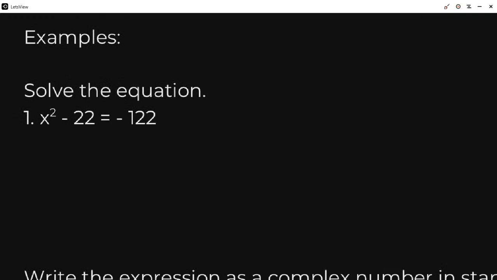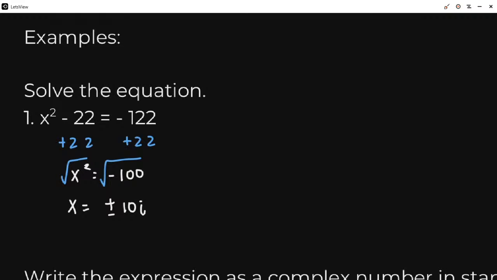Okay, so here are some examples. This one is similar to solving by using square roots. So we want to isolate the x squared, and we get x squared equals -100. So then we're going to square root both sides. So x will equal plus minus, and since the square root of 100 is 10, and the square root of -1 is i, this would be plus minus 10i. So what you can do is actually split this up into two radicals. So the square root of 100 is 10 and the square root of -1 is i.